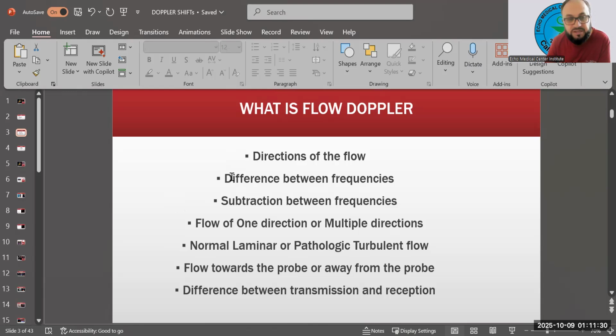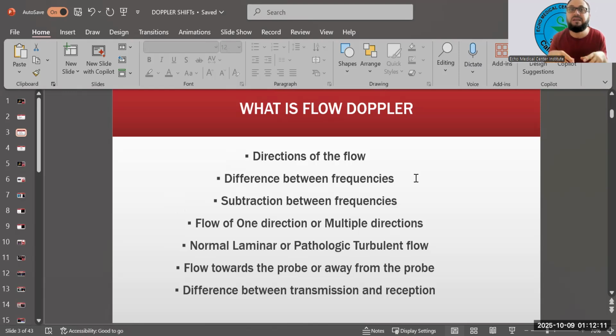Now, the other definition can be the difference between the frequencies. It means we have a probe of a specific operating frequency or initial frequency. What happens? The frequencies of the transducer go inside the tissues and then reflect back. So how much we transmitted and how much we receive back, that is actually the difference between these frequencies. Or in other words, you can say subtraction between the frequencies, like reflected frequency minus initial frequency. This will be another definition.